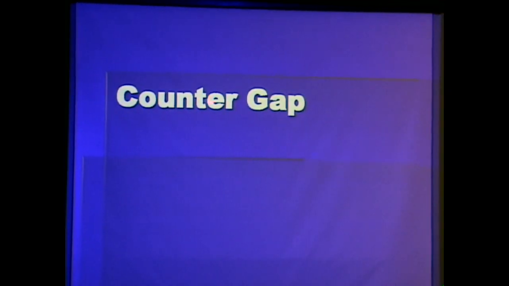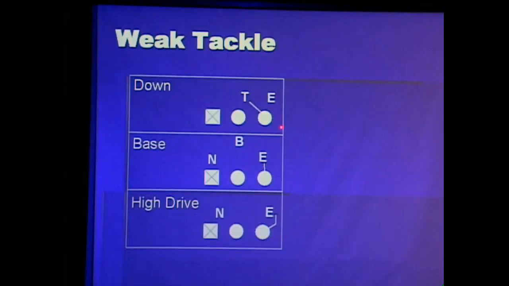We'll start with the counter gap here, and we will go through the rules of the counter gap. Our weak or quick side tackle, these are his rules: down, base, and high drive. So if there is something inside of him, he is down. That is the first rule. There's not a lot of verbiage in our rules.